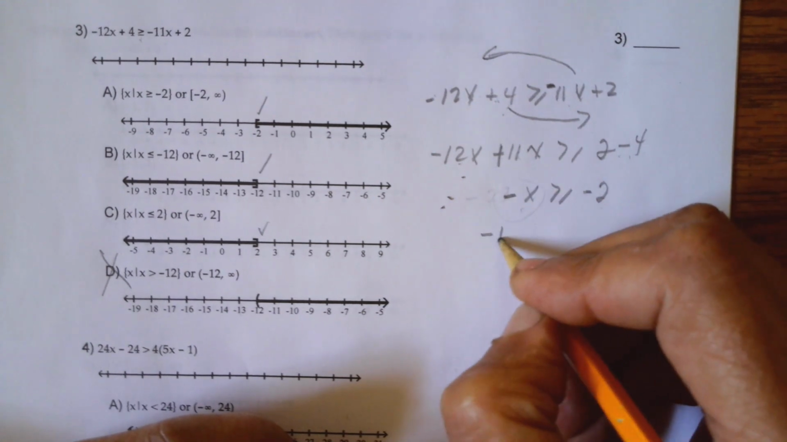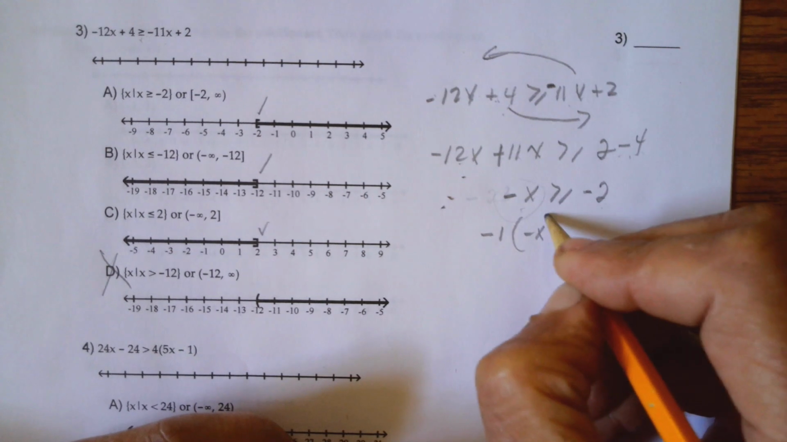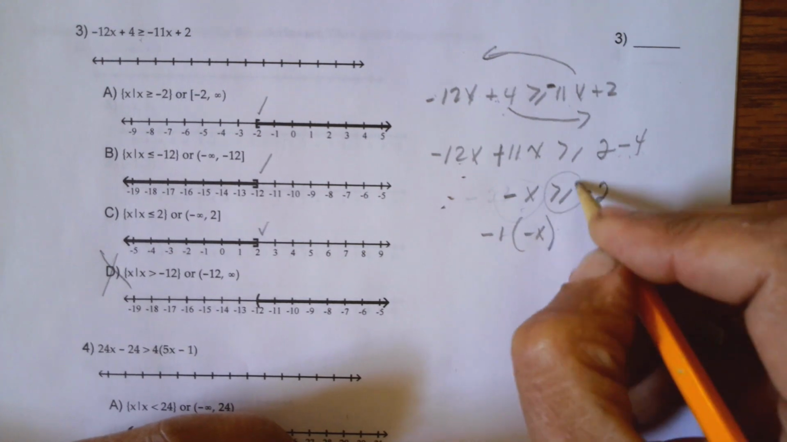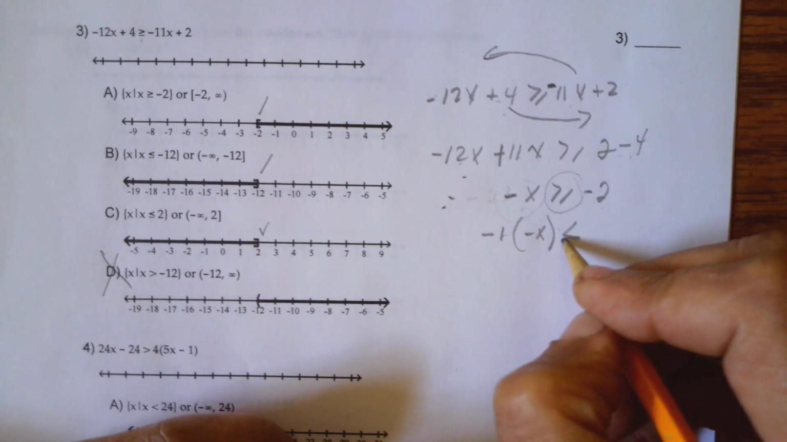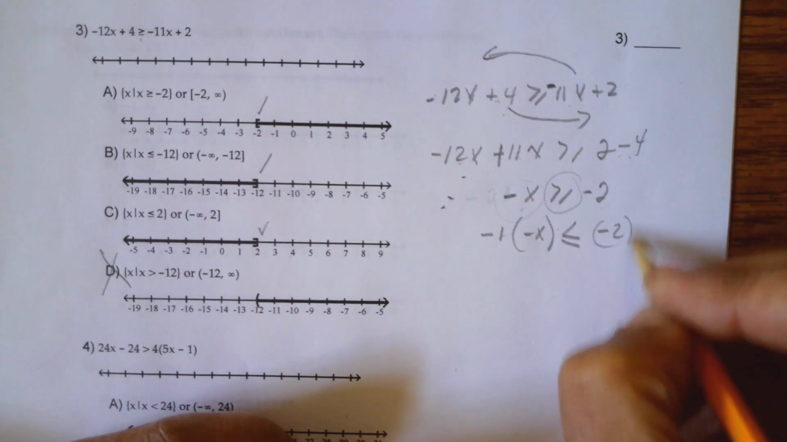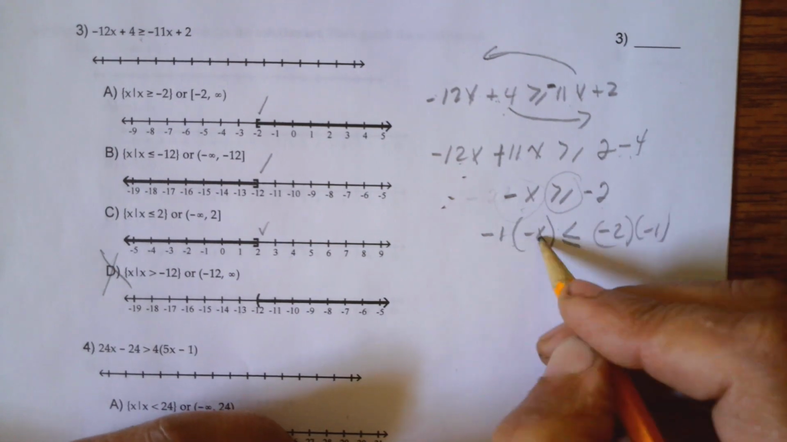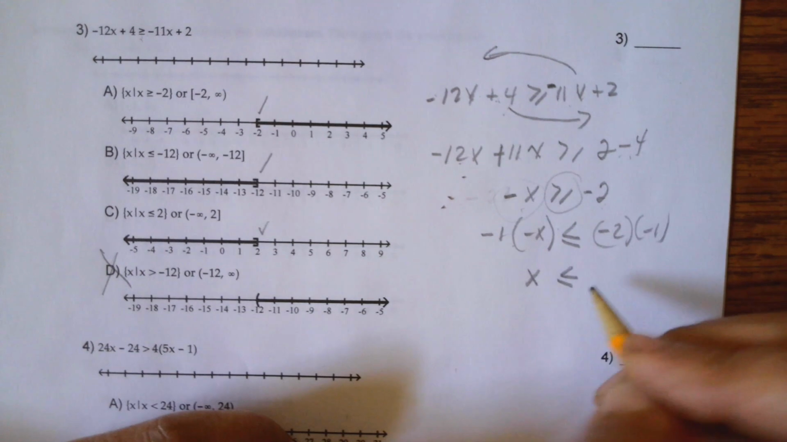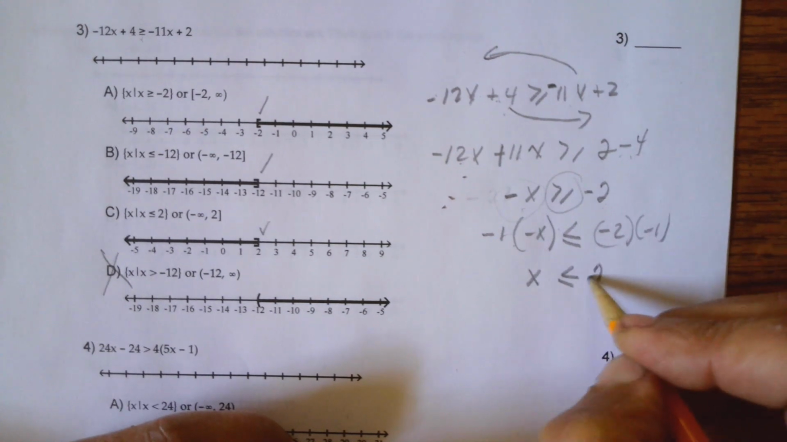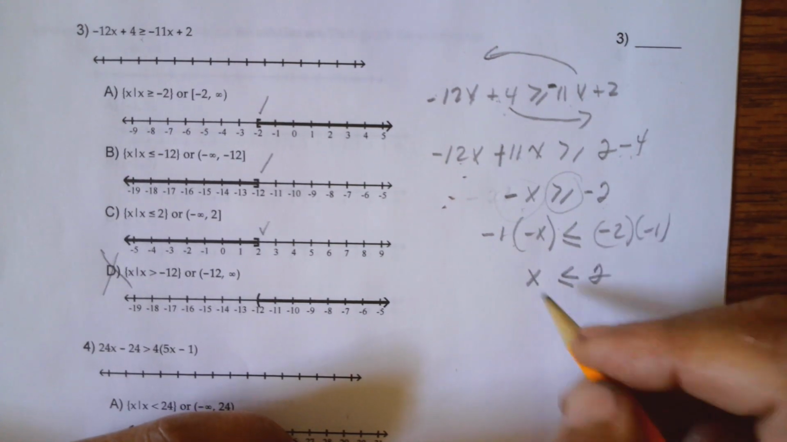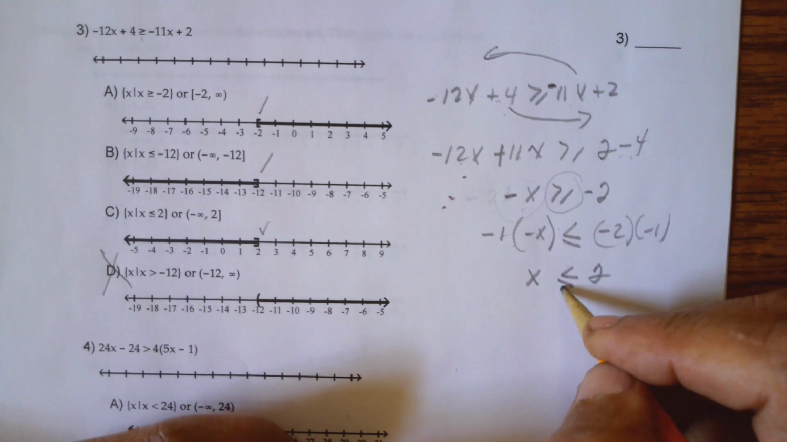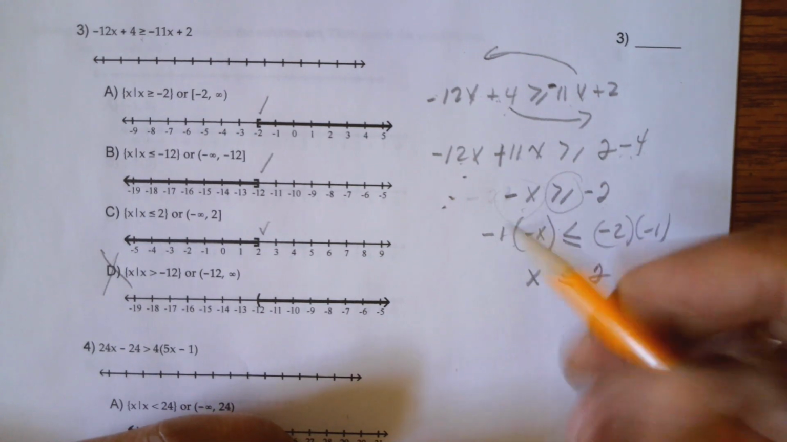I need to multiply through by a negative. But multiplying by a negative or dividing by a negative reverses the sign of the inequality. A negative times a negative is a positive. Less than or equal to, negative times negative is positive. So what have I got here? X is less than or equal to 2.